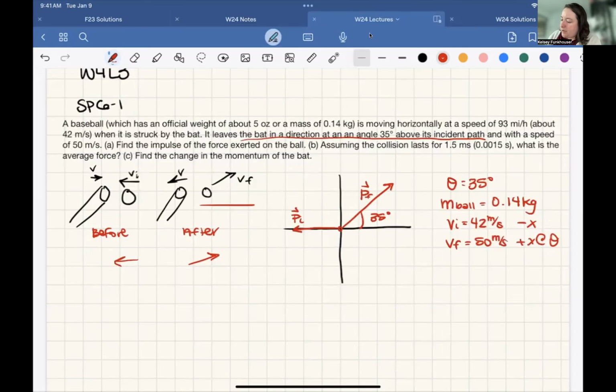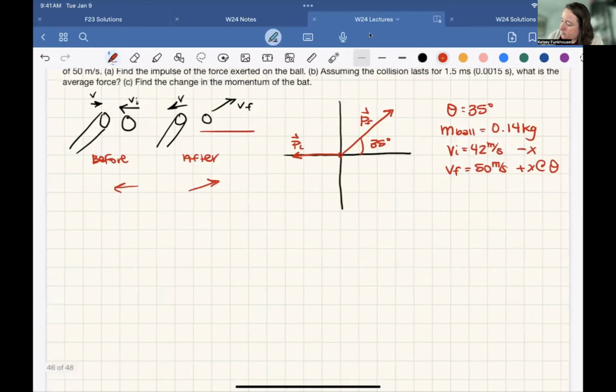Okay, so first they want to know what the impulse is. Impulse is the change in momentum, which is the final momentum minus the initial momentum. So let's find out what those are. The initial momentum is just mass times velocity. Mass is 0.14 kilograms and velocity is 42 meters per second.